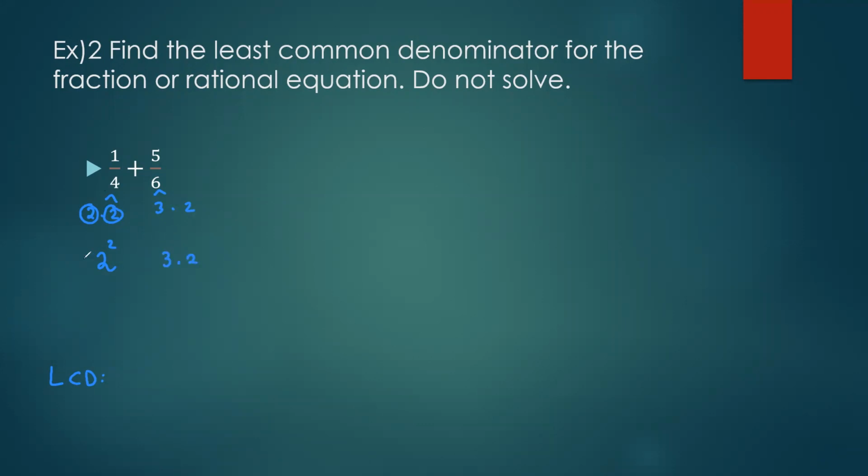So let's look at our numbers. Let's look at the base of 2. Do you see anywhere else with the base of 2? Yes, I see 2 here, or 2 to the 1. The rule states if you have a repeating base, pick the one with the highest power. So our highest power is 2 to the second, and you're going to use 2 to the second only. Then let's look at our other base, 3. Do you see anywhere else with the base of 3 on the bottom? I don't, so just bring that down. Put it all together: 2 squared is 4, times 3, which is 12. So your LCD is 12.